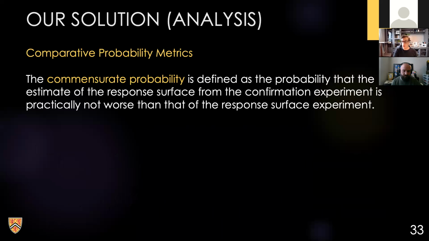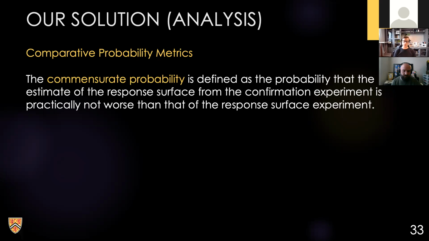And so for that, we have something that we call the commensurate probability. What this acknowledges is that if in your confirmation experiment, you got a result that was better than what you had predicted from your response surface model, that wouldn't be upsetting to you. You would be quite happy to find that your prediction was an under prediction in terms of good performance. You'd be totally happy if your confirmation results were better than what you had predicted with that model. And so the commensurate probability is defined with that in mind.